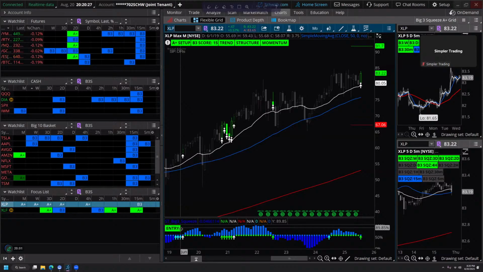So yeah, a few basics there, guys, on the scoring labels, the trend, the structure, momentum, the Big 3 squeeze, the arrows. And again, what we found was, hey, when that one moment in time can come together on one time frame, it can make for great trades.